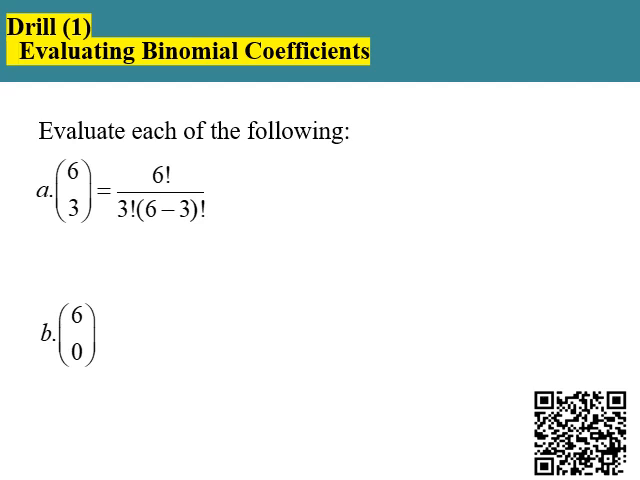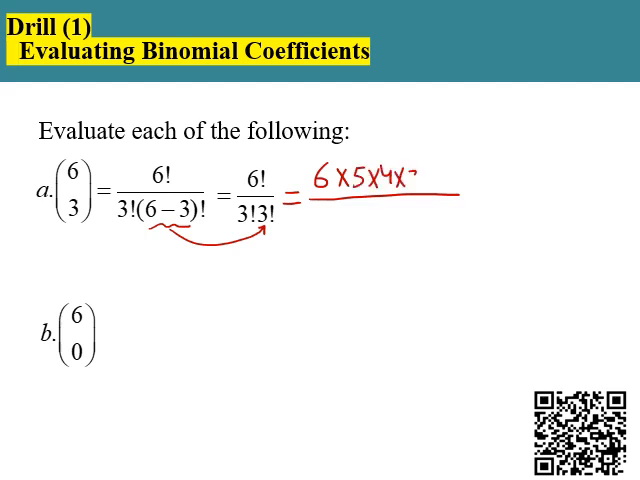Without using calculator, 6 above 3 is 6 factorial divided by 3 factorial and (6 minus 3) factorial. So 6 minus 3 here gives me 3. And what is the meaning of 6 factorial? 6 factorial is 6 times 5 times 4 times 3 times 2 times 1. So 6 factorial, I can expand it like that.